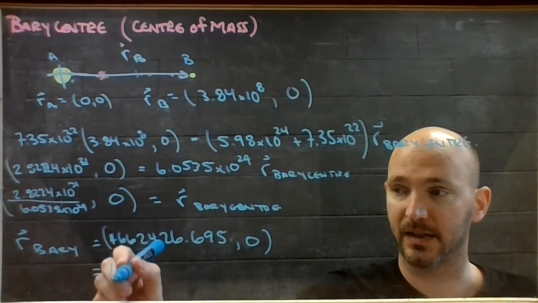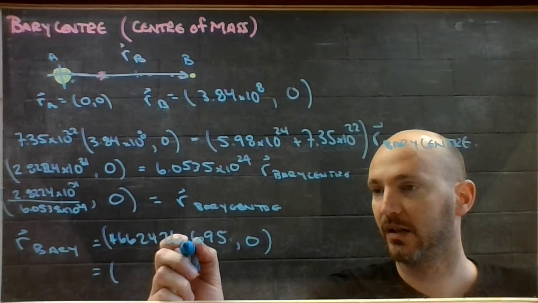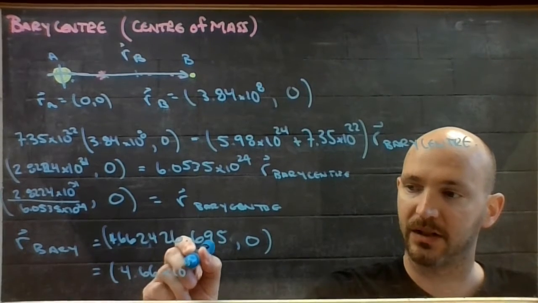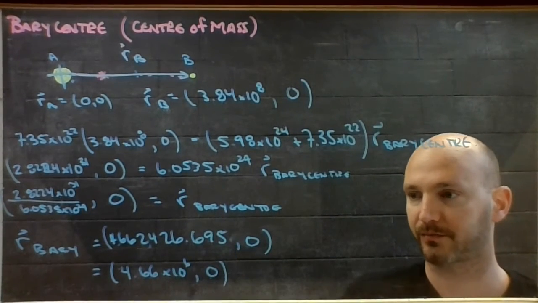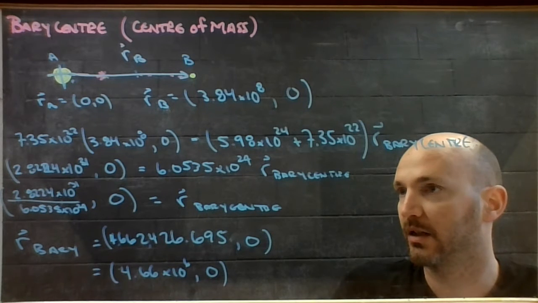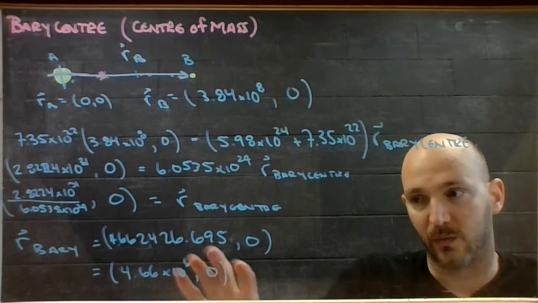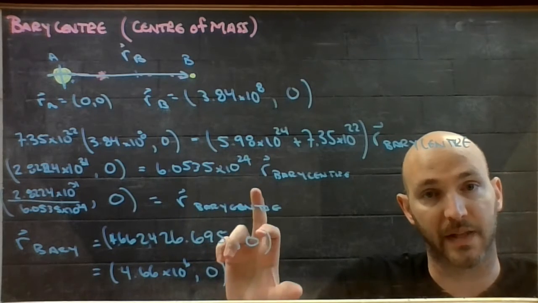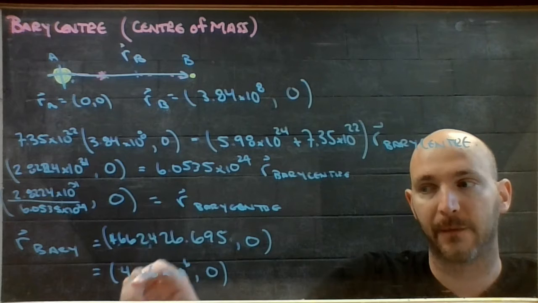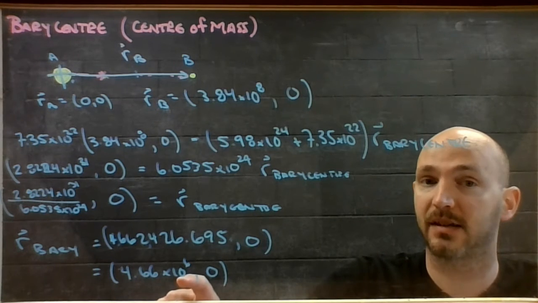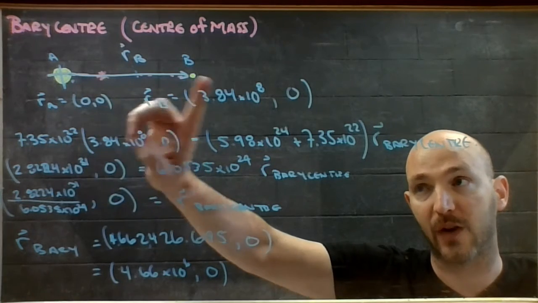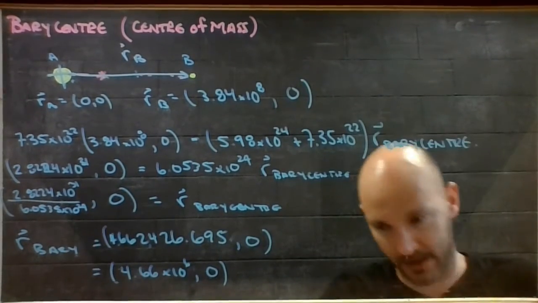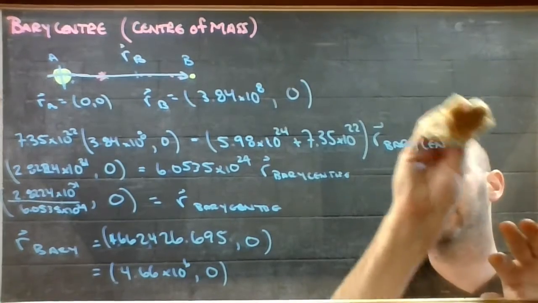And I'm going to put this in scientific notation so we can maybe interpret this number a little better. That is 4.66 times 10 to the 6 meters, comma 0. All right. Good. So, what does that mean? It means that the center of mass, the place that the Moon and the Earth mutually orbit because of their masses affecting each other, is located 4.66 times 10 to the 6 meters from the center of the Earth in the direction of the Moon. So I'm going to erase all this math work in the middle, and I'm going to leave that particular line there, so that we can maybe draw a picture of that.